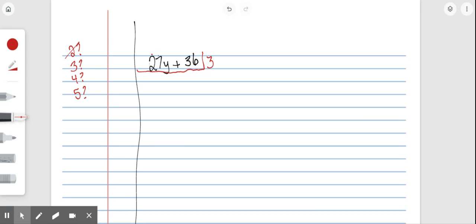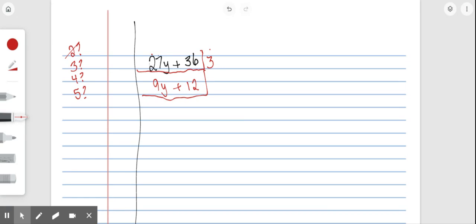Okay, and then I do 27y divided by 3. 27y divided by 3 is 9y. Keep the addition sign. 36 divided by 3 is 12. Okay, and then I look again. Does 9y and 12 have a common factor? Well, yeah, they absolutely do. So I put another rung down.